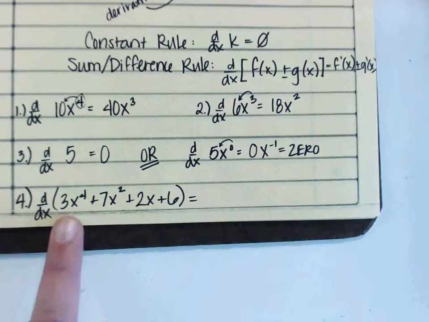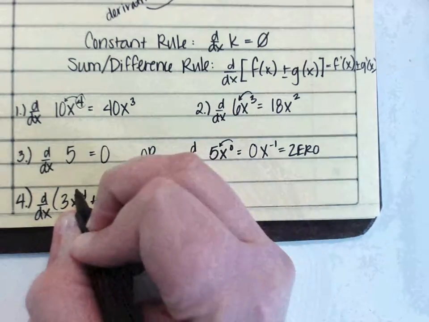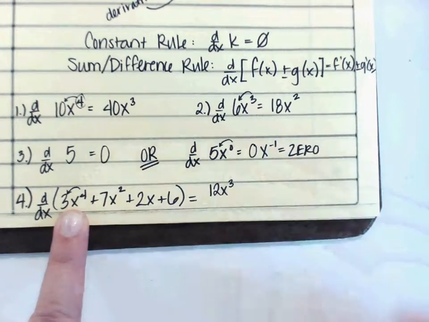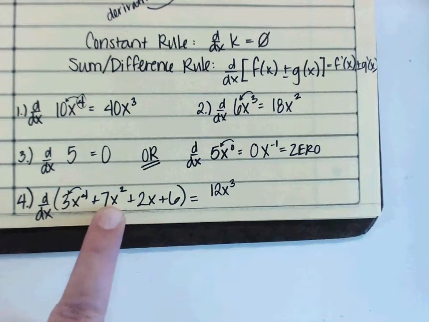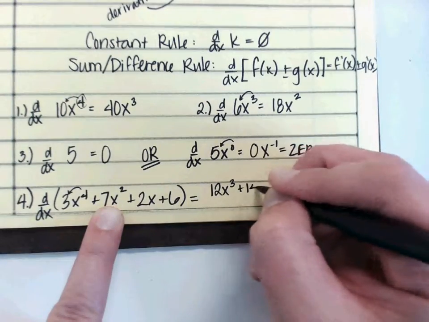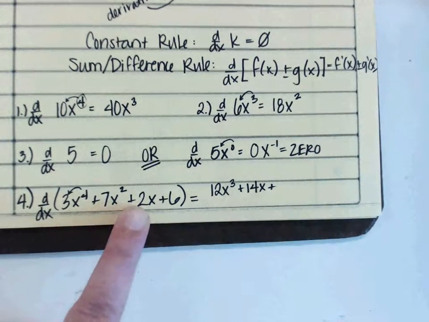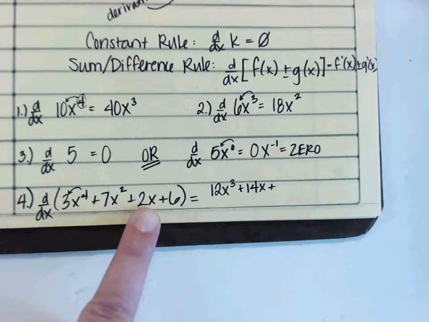So for this one, what rule do I use? Power. So 4 times 3 is 12. What's my new power? X cubed. Then I move to the next term. Take the derivative of this guy on his own. 2 times 7 is 14. X is to the what now? 1. Then I move over to my next term. I'll take his derivative on his own now.